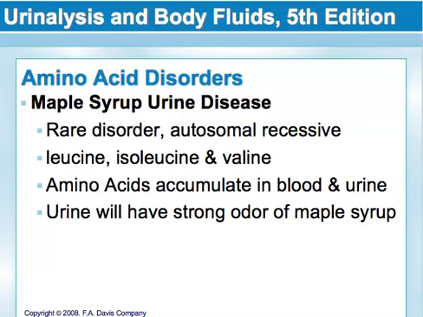Next is maple syrup urine disease, which is a rare disorder caused by an inherited autosomal recessive trait. The amino acids involved are leucine, isoleucine, and valine, and the gene is lacking to break them down, so they accumulate in blood and urine. Newborns will begin to show signs at about 1 week, and the urine will have a very strong odor of maple syrup.